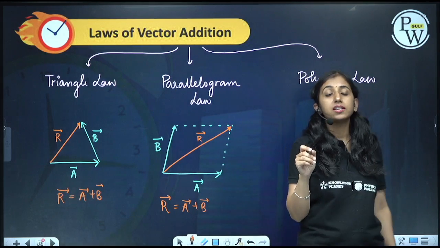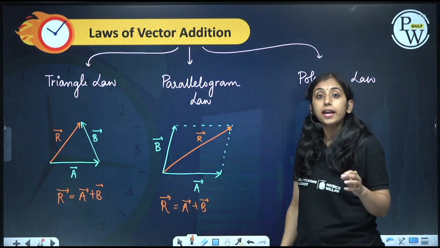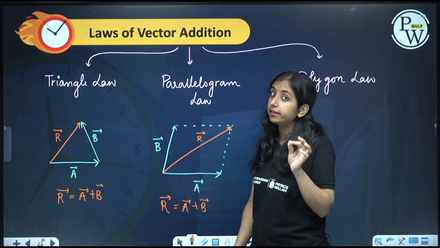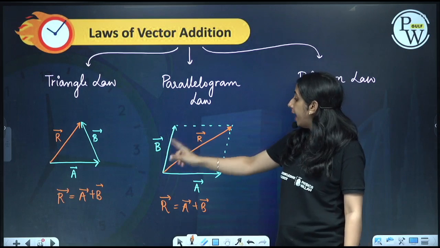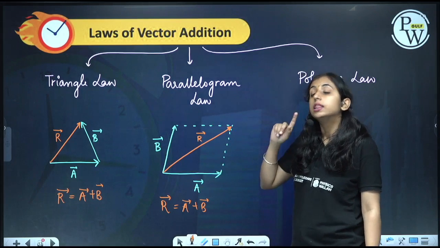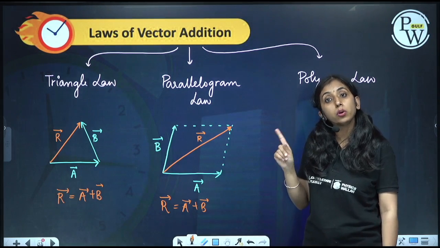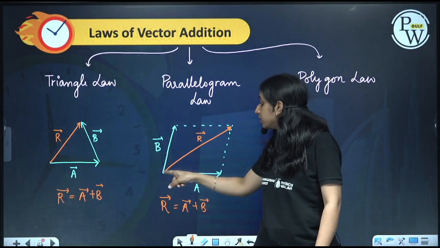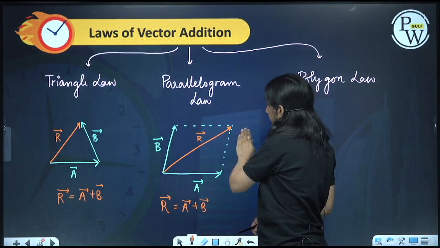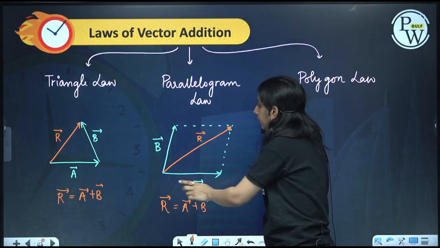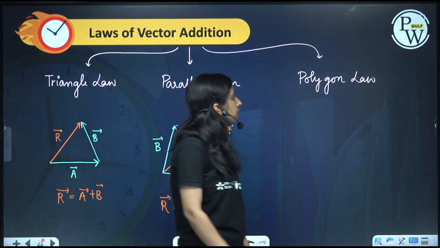What the parallelogram law says is that if I have two vectors A and B which are to be added, and I can represent them both in magnitude as well as in direction by the two adjacent sides of a parallelogram having the same initial point, then the diagonal of this parallelogram will represent the resultant vector both in magnitude as well as direction originating from the same initial point. If these are two vectors to be added, then they will form this parallelogram. The resultant will be the diagonal of this parallelogram. Clear? This is what the parallelogram law says.